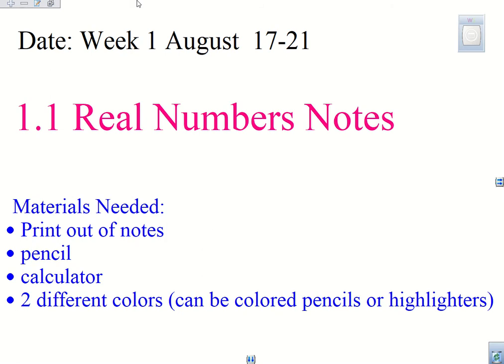Today we're going to be doing 1.1 real number notes. We're going to be doing these in week 1. Everybody's going to be on a little bit of a different day. So whenever you're taking these notes, please put the appropriate date.